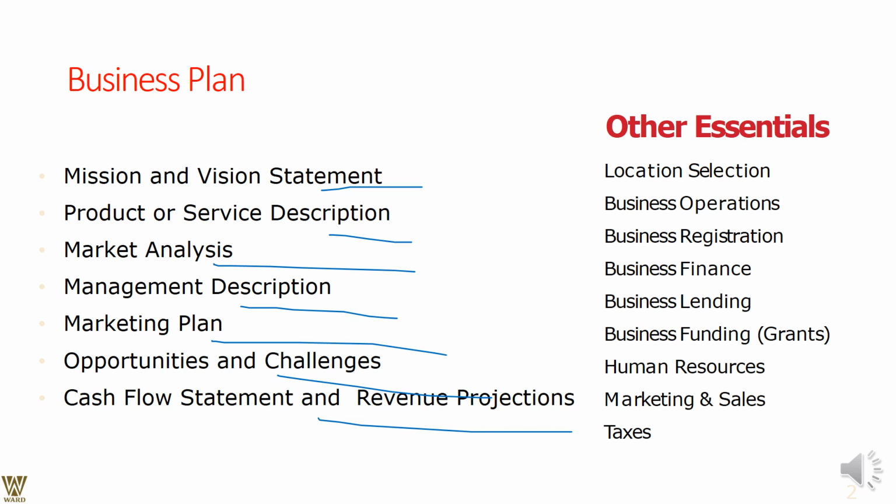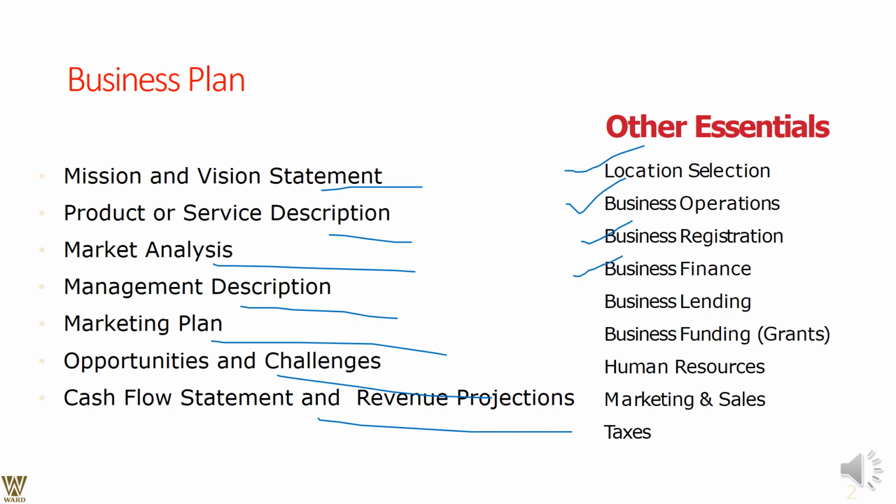So essentially, what are we looking into? Number one, it's the location selection, or the location around which the business has been planned. What kind of operation are we looking into? Is it going to be a franchisee mode? Is it going to be a company held business? Is it going to be a shareholder business? Is it going to be a privately held business? So business registration comes into play.